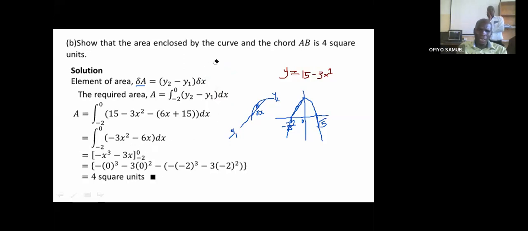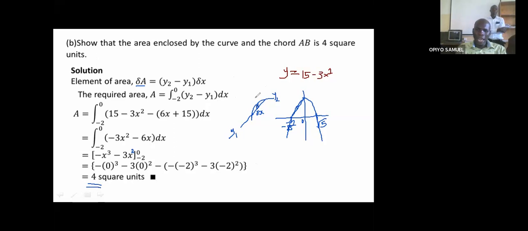Sorry, the squared should be here. We should have -3x squared here, but in the computation I used it was a typing error. So from there, when you manipulate this, you get the area of the shaded part, or the area bounded by the curve and the chord, to be 4 square units as given in the question. So that is for part B.